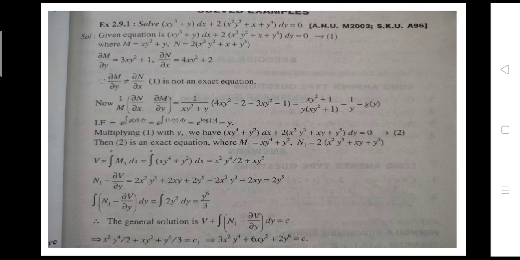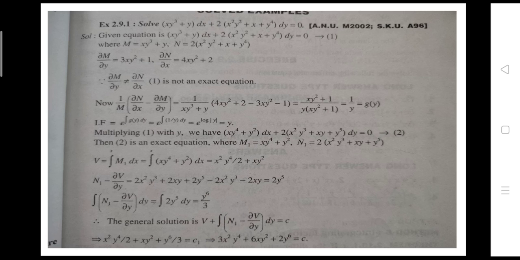Now the integral of (N1 − ∂v/∂y) dy is equal to the integral of 2y⁵ dy, that is y⁶/6 times 2, which is 2/6, meaning 1/3. So that is equal to y⁶/3.